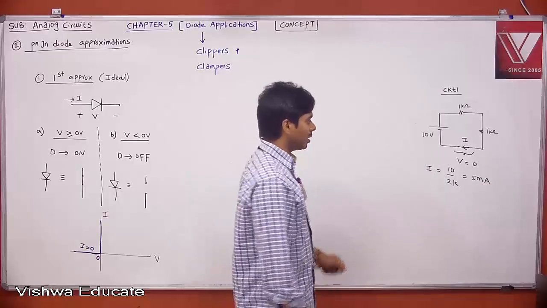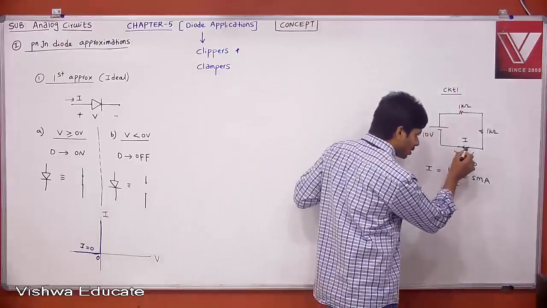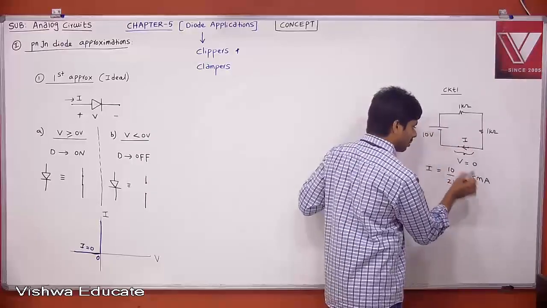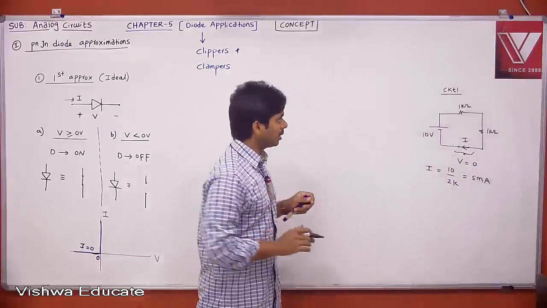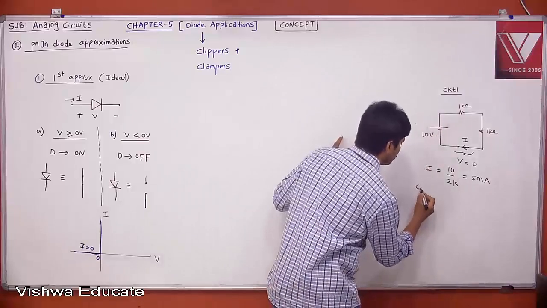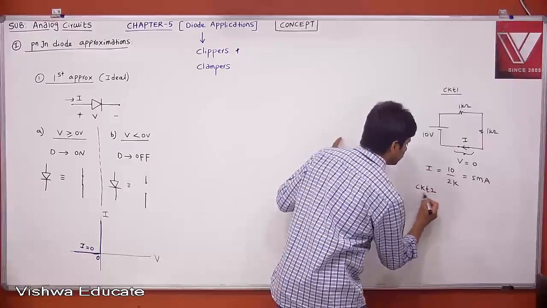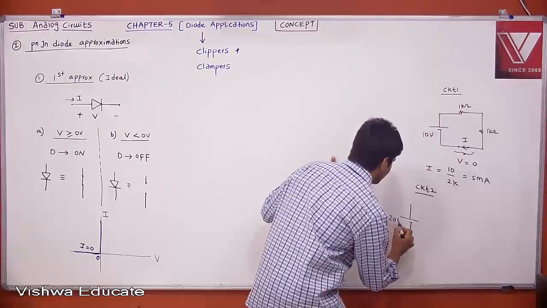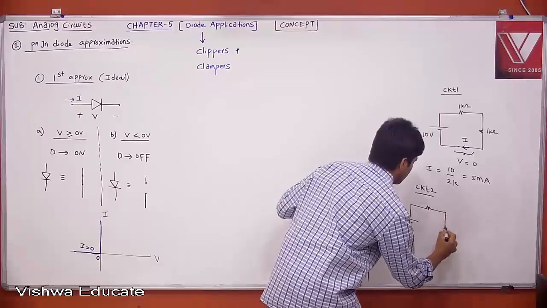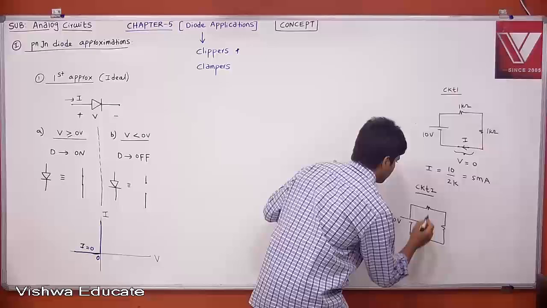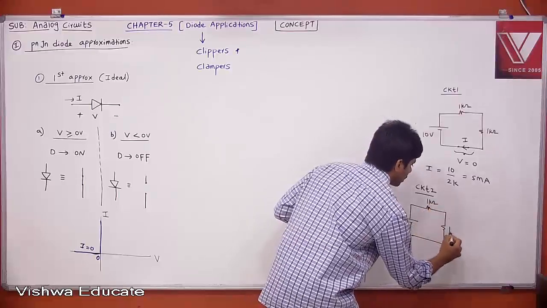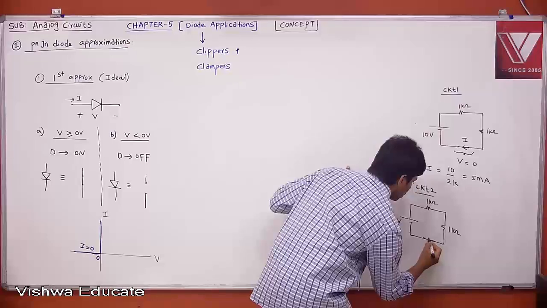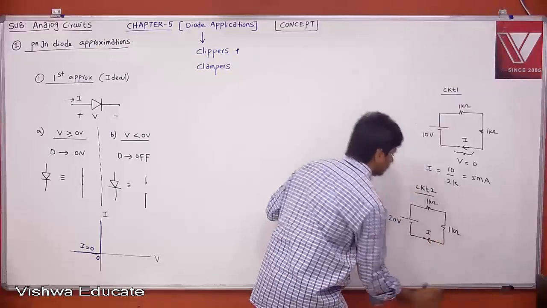Therefore, the voltage across a short circuit is 0, but the current flowing through the short circuit is 5 milliampere. Done? Now let me take circuit 2, where my input is, let us say, a 20 volt battery. This is 1K, 1K, and again I am taking the short. This is nothing but a short, and still I am asking what is the current.